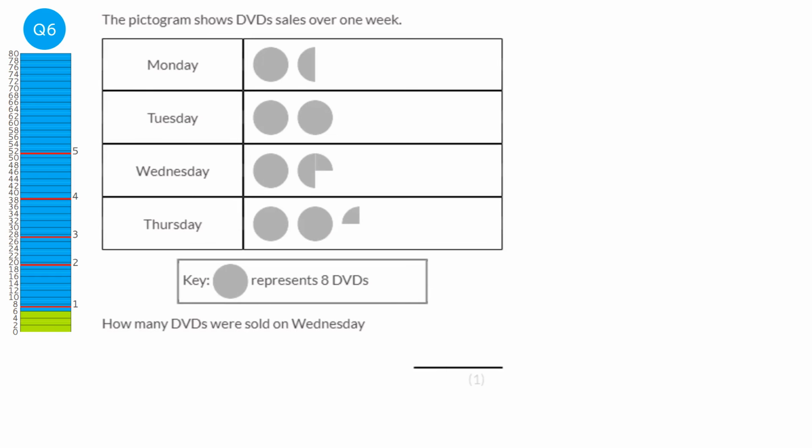The key says that a circle represents 8 DVDs, but if we cut this into 4, each quarter represents 2. So we're looking to see how many DVDs were sold on Wednesday. So that would be 8 for this one. And then it's 2 per quarter. So 8 plus 2 is 10, plus 2 is 12, plus 2 is 14. So the answer is going to be 14.